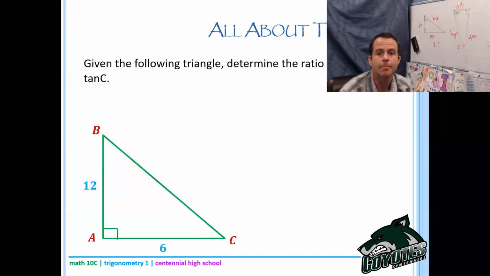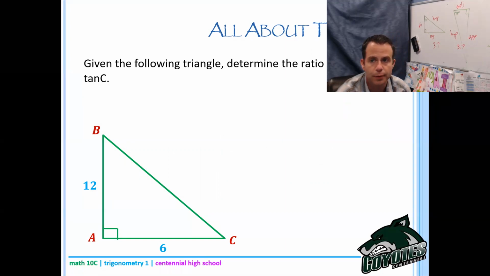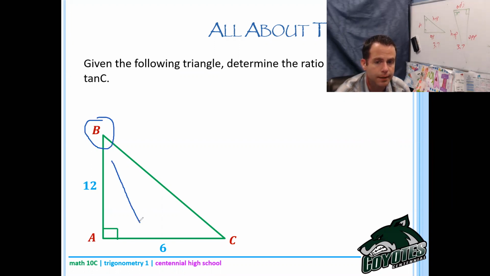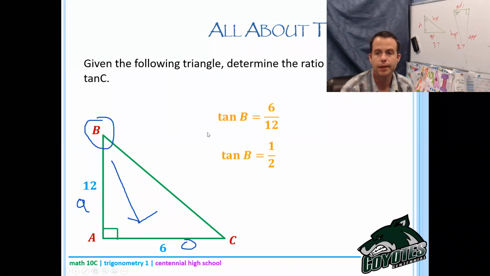Okay. All right, so given the following triangle, determine the ratio for tan B and tan C. Well, tan B, that means I'm looking at angle B. So when it says tan B, I'm looking at angle B, and I want angle B's opposite divided by its adjacent, which happens to be the 12 here. So opposite divided by adjacent would be 6 divided by 12. So tan B is 6 over 12, and then I just reduce that to 1 over 2. So the ratio for tan B is 1 over 2.